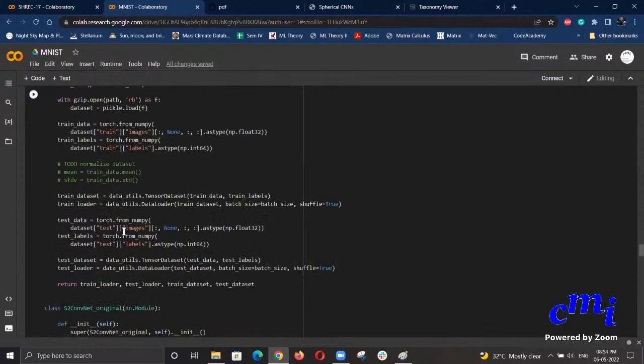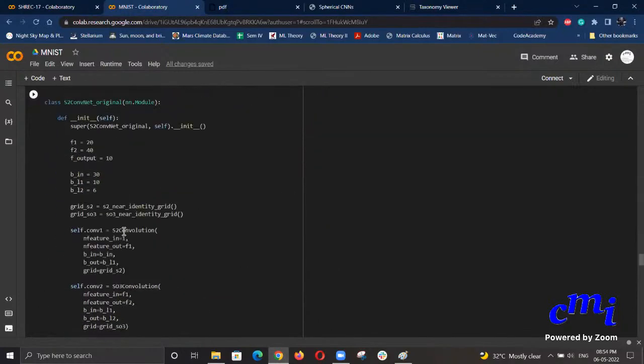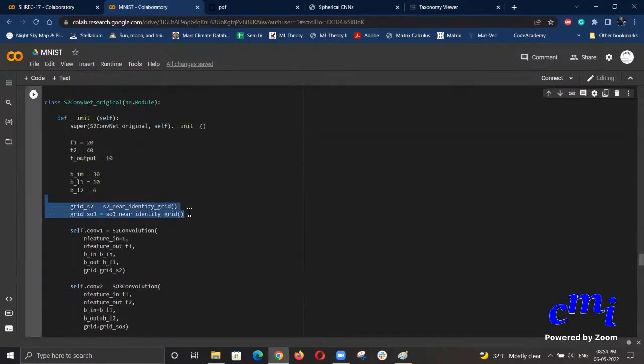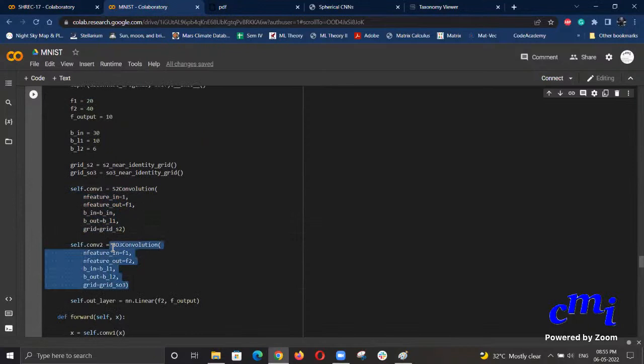For the spherical CNN, the architecture is like this. First we define this S2 convolution. As we already said, there are two types, S2 and SO3 convolution. The S2 convolution we have done. The authors also claim that they used it just to smoothen out the image. For MNIST, it is just to smoothen out the image. So that's the reason it started with the S2 convolution, and after that it is just the SO3 convolution layer.